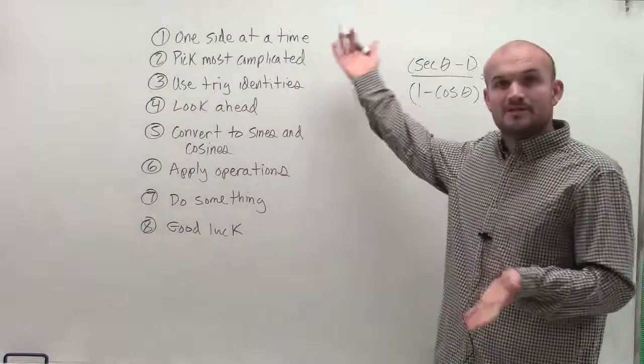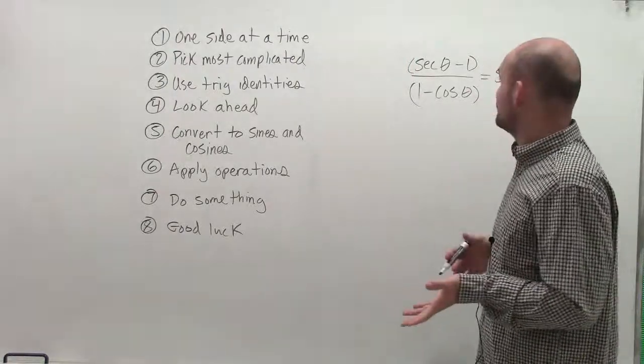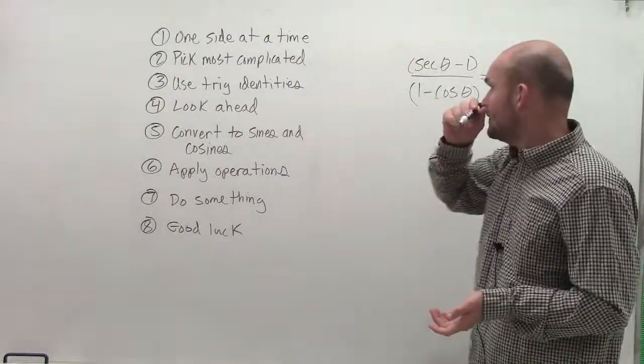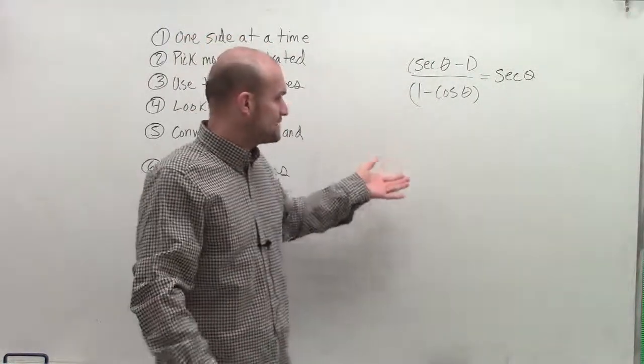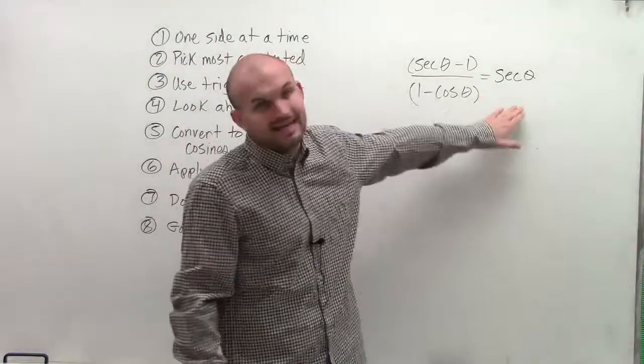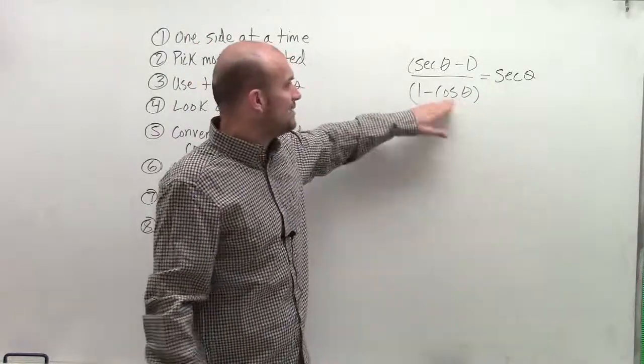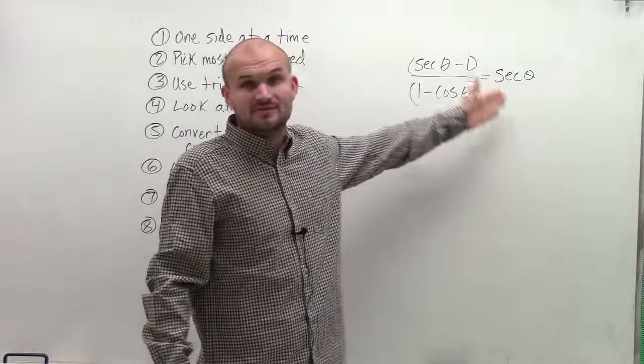One thing we want to do is pick a side, the most complicated side, to work with here. Now we're going to want to use our trig identities. When looking at our trig identities, I notice I have secant over here to the right, and I know that cosine is the reciprocal of secant.